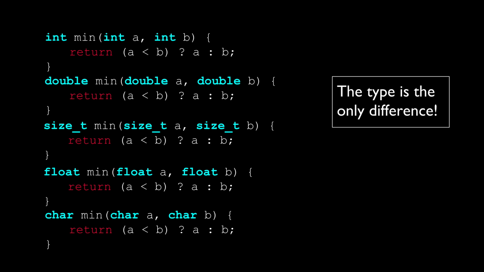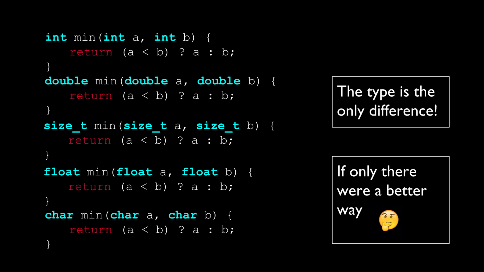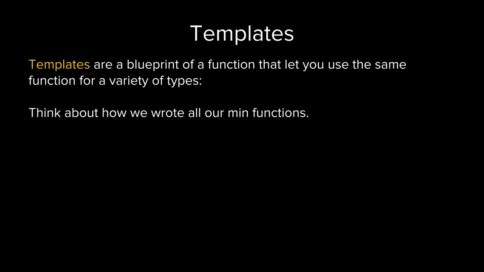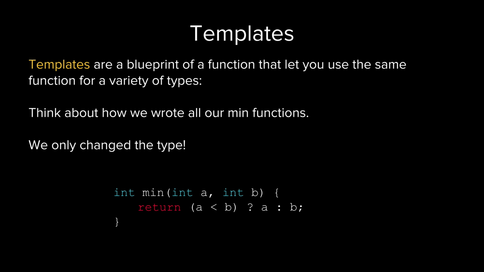So if only there were a better way to do this sort of blueprinting of a function with some sort of generic type. And that's kind of what the idea of templates in C++ is. Templates are really just a blueprint of a function that lets you use this exact function for different types. Thinking about how we wrote all our min functions, we only changed the type. So if you look, we had our min function. All we did was replace the int with a double, and then we had the other version of it.